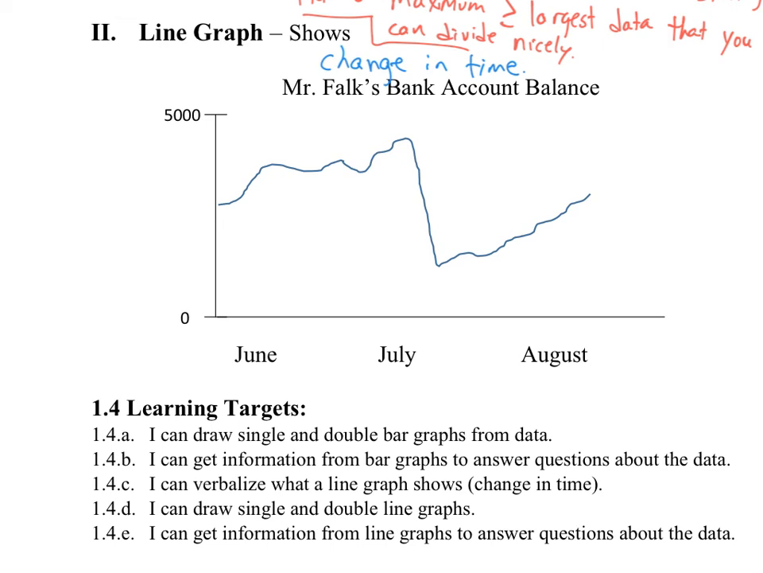And basically as time goes by, and you could have June 1, June 2, June 3, June 4, June 5, it's like time's going by as you go to the right, and as time is going by, the amount of money is going up and down in my account. Good? And with that, it's possible to have a double line graph.